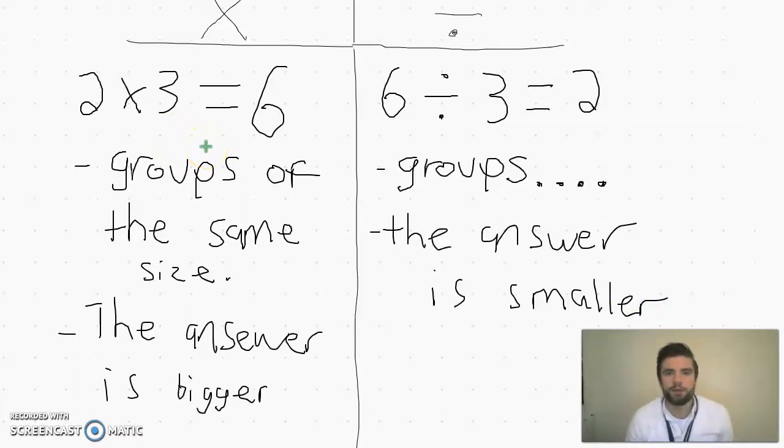So basically what we're doing with multiplication is we're taking groups of the same size and combining them all together. We're collecting groups, and we're creating one big pile of things. Division is the opposite of that. We're taking one big pile of things, and we're distributing them or dividing them into different groups of the same size.